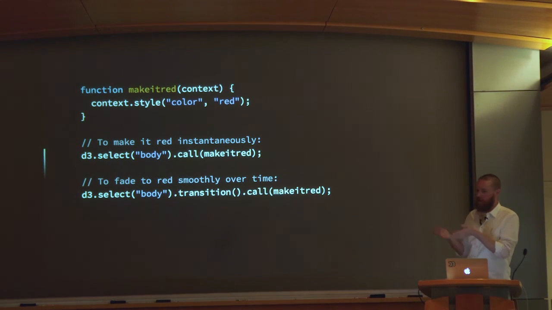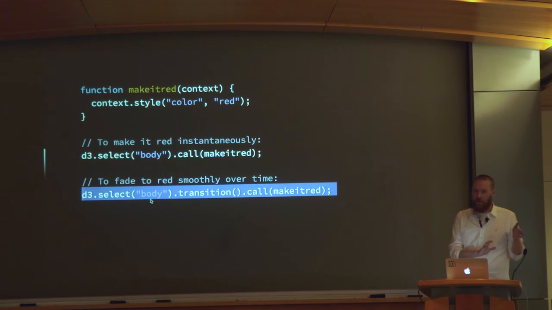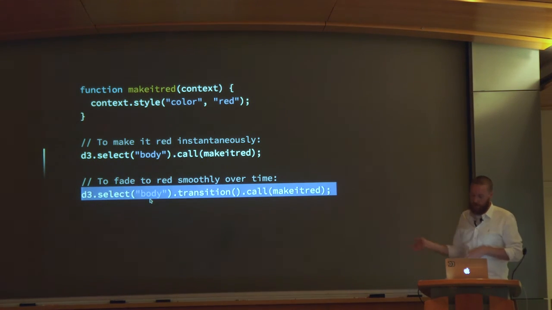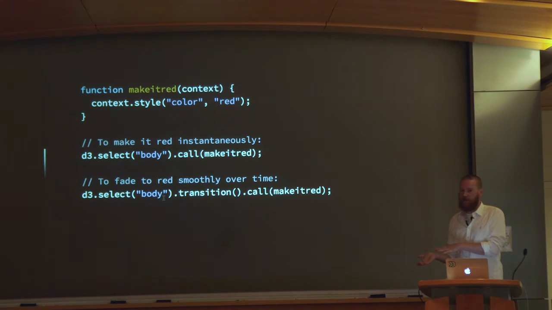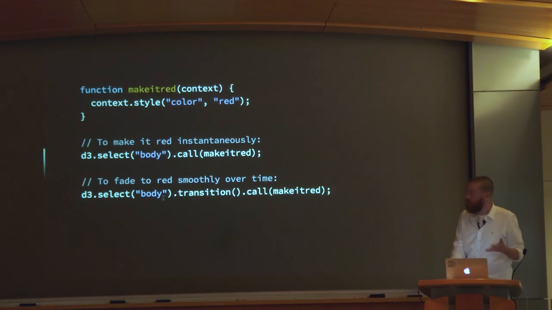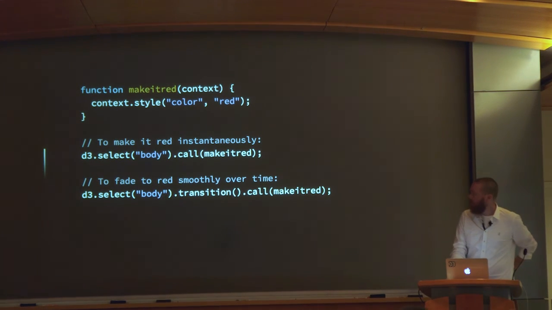So in this example, I have a function which makes something red. It sets the color style to be red. And if I pass it a selection, it's going to make that red instantaneously. But if I pass it a transition, as we see down here, it's going to do that smoothly over time, using the default duration on a transition. However, there's a gotcha to this pattern, which is that the selection API and the transition API are not identical. There are certain things that you can only do on selections, like the data join, for instance, or appending new elements. And so sometimes you do have to write code that is going to be specific.